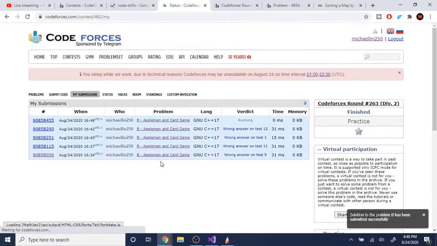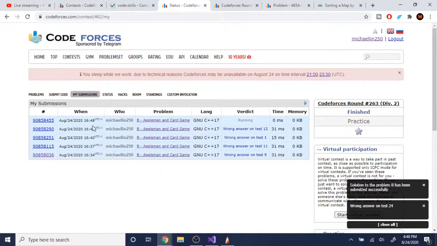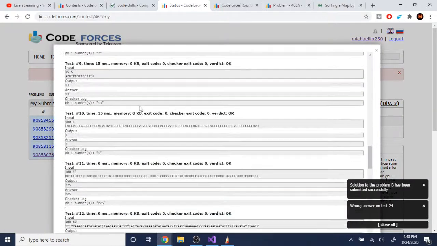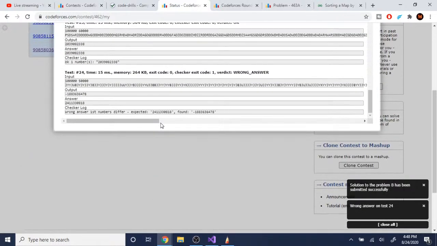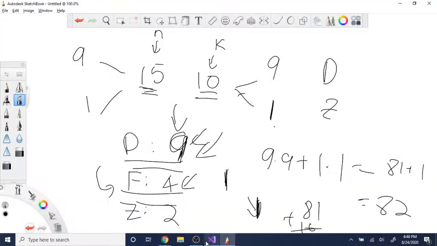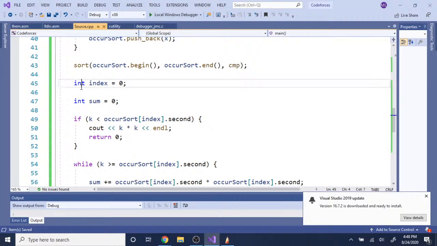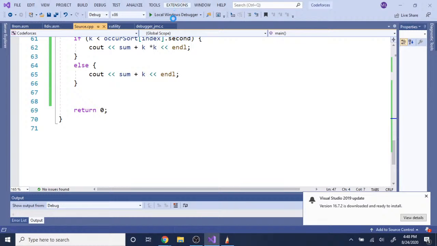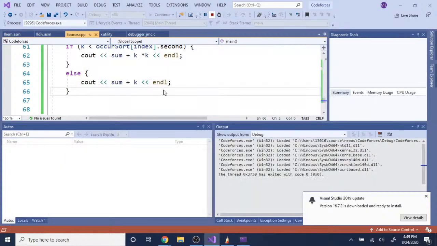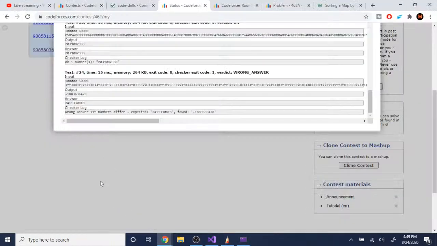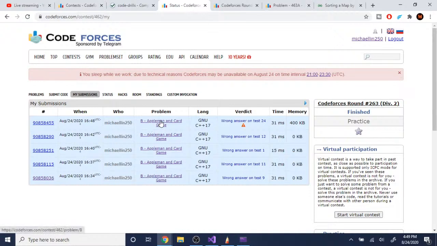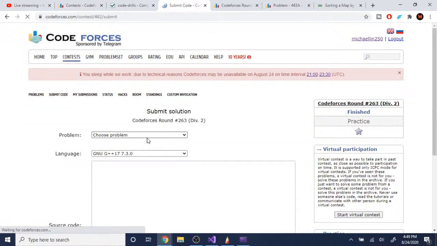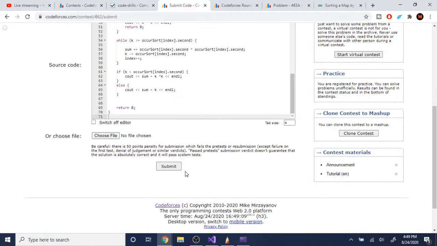Let's look at other people's solutions after this. Wrong answer on 24. Oh boy, I'm getting an overflow. Okay, that means I have to use long. Okay, I could do it. Let's submit it again. I have not been practicing at all.